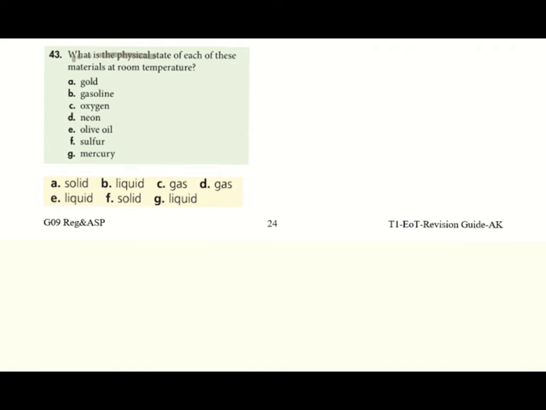What is the physical state of each of the following materials at room temperature? Gold. Everyone knows that gold is solid at room temperature. Gasoline is liquid. It is the petrol of the car. Oxygen, gas. Neon is gas. Olive oil, all oils are liquids. Sulfur is solid. Mercury is liquid. Mercury is the liquid that we put in the thermometer.